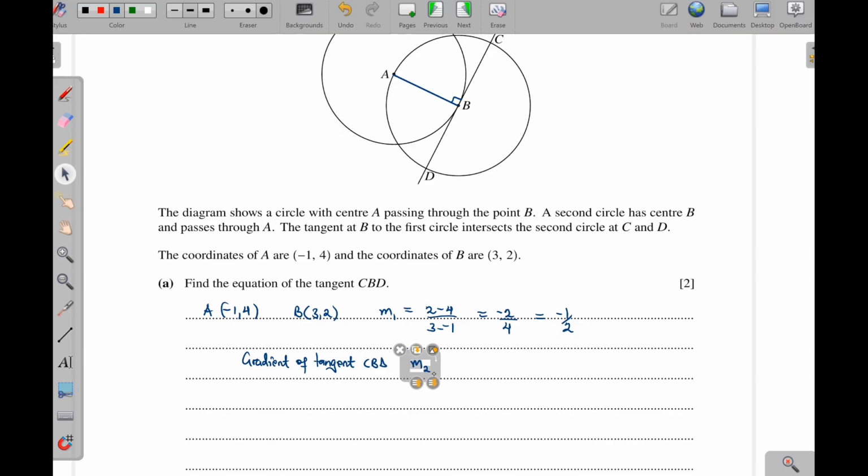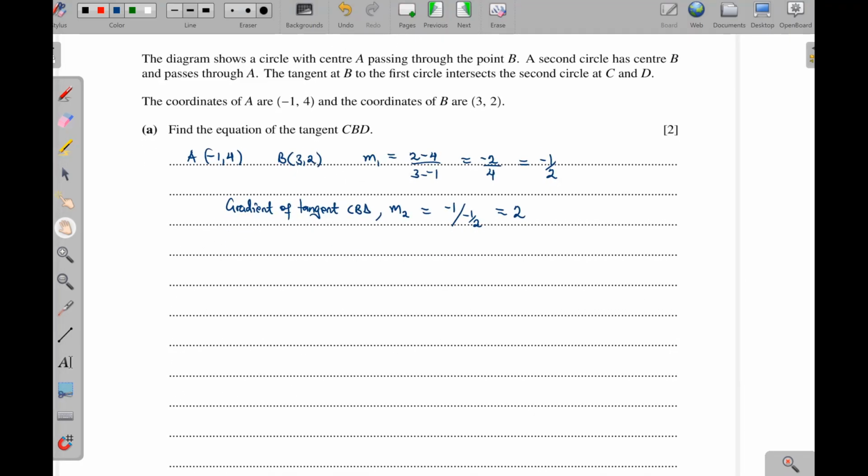This one will be the M2, which is equal to negative 1 over negative a half. Then you get it as a 2. Now, to find the equation of a straight line, you must get the gradient and at least one point through which the line passes. So using y minus y1 equals m into x minus x1.